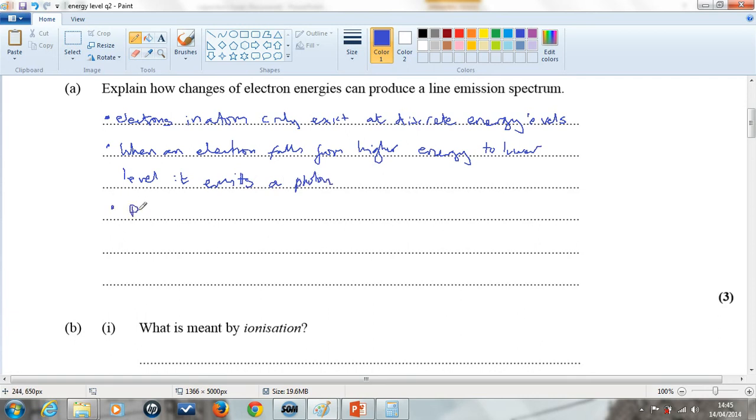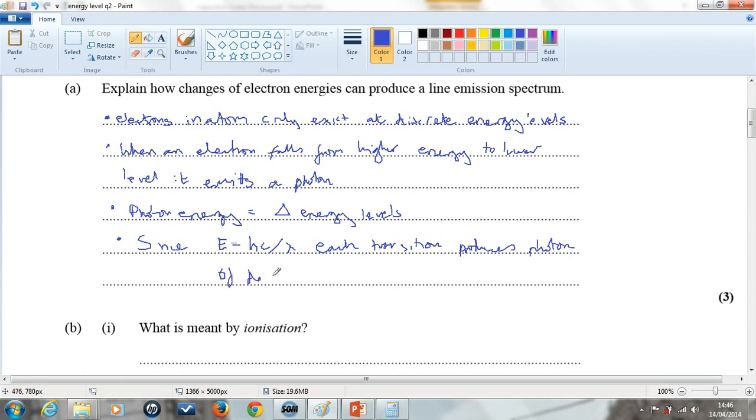Then we need to say that the photon energy is equal to the difference in energy levels, and since E equals hc over lambda, each transition produces a photon of a definite wavelength. So that's how our spectra is created.